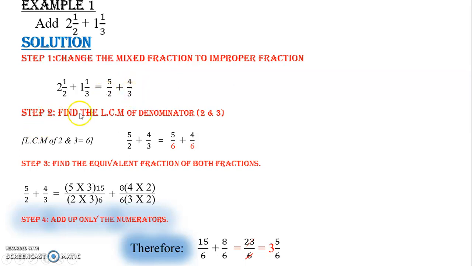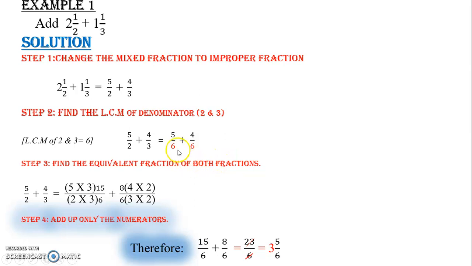Now step 2, find the LCM of the denominators. Our denominators are 2 and 3. So the LCM of 2 and 3 is equal to 6. So our new denominator becomes 6. 5 over 6 plus 4 over 6. Now step 3, we have to find the equivalent fraction of both fractions.